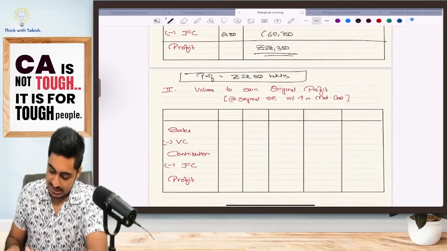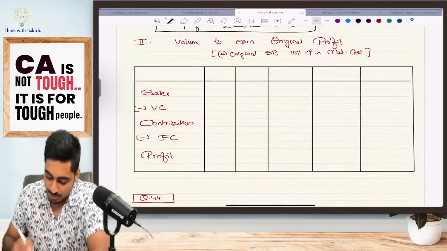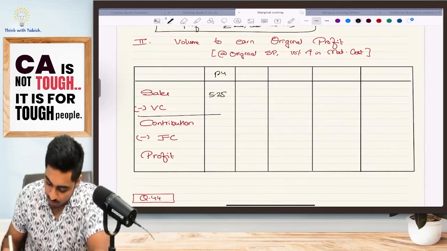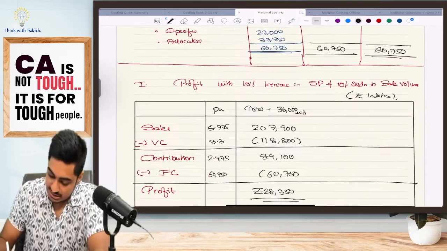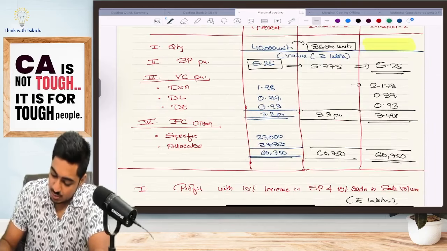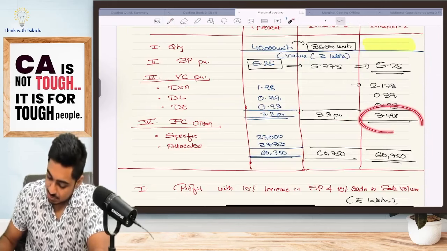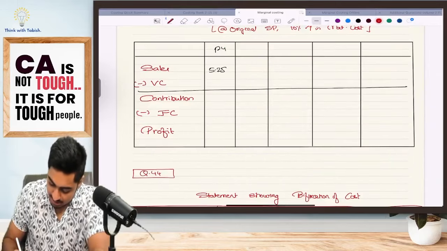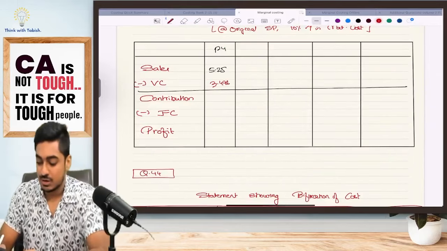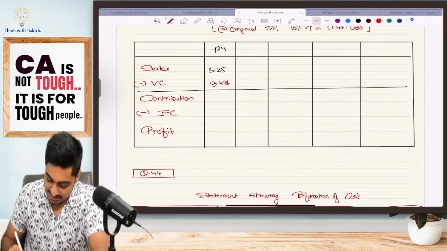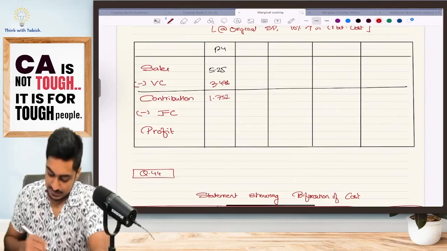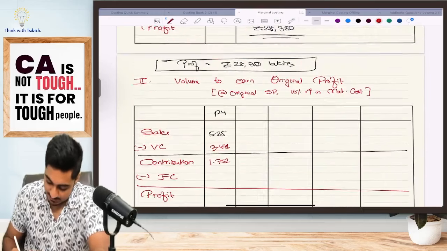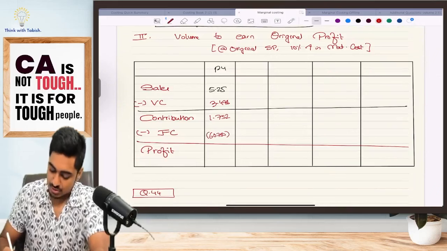So let us try doing the calculation. Pay attention. Volume to earn my original profit, per unit data. The selling price is going to be the same, 5.25 only. My variable cost is revised. What is my new variable cost per unit, students? It is 3.498. It means what will be my contribution? 5.25 minus this will give me 1.752. How much is my fixed cost? Has my fixed cost changed? No, sir. It is 60,750.